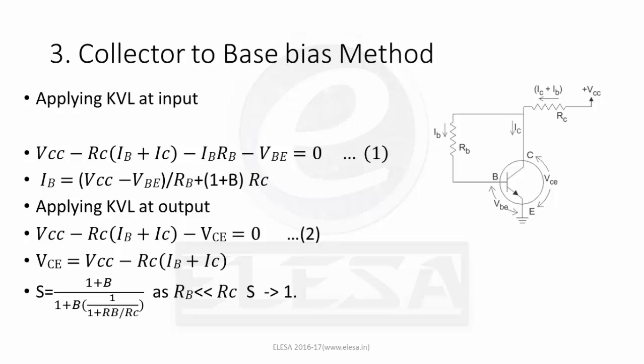So we analyze this circuit, that is, apply Kirchhoff's voltage law at the input. We get VCC minus RC times (IC plus IB) minus IB RB minus VB equal to 0.